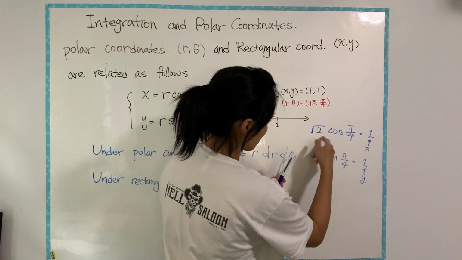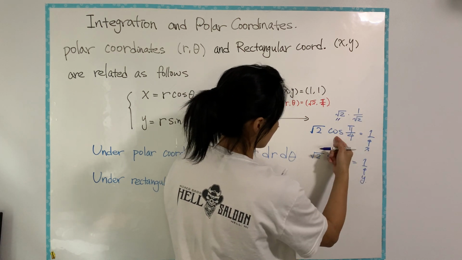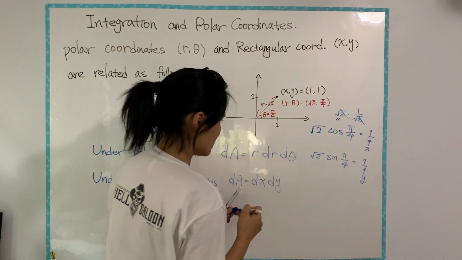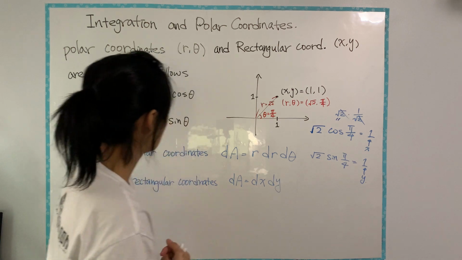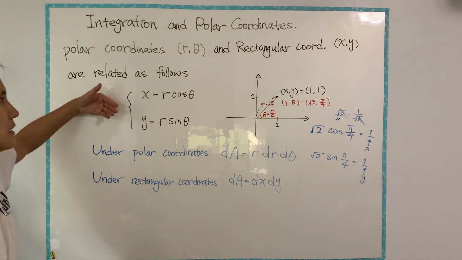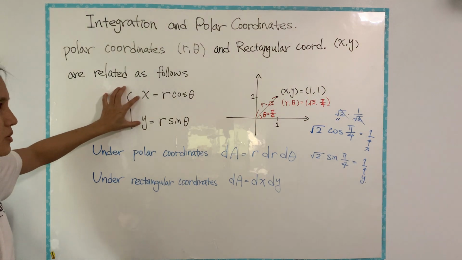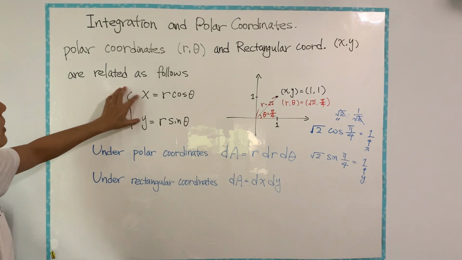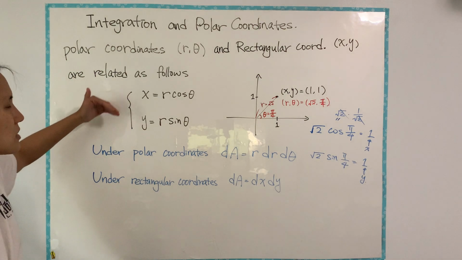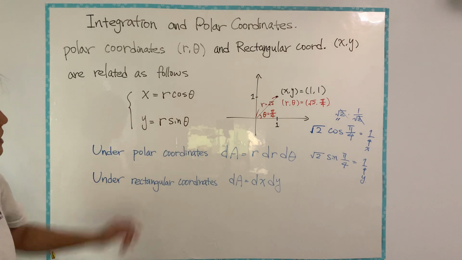So root 2 times 1 over root 2, that is the value for cosine pi over 4. So this crosses out, and that equals 1. Similarly for the y coordinate. So this is how we know that if we have something that is described using xy coordinates, we can always use these equations to write the x and y in terms of r and theta. These are important formulas.